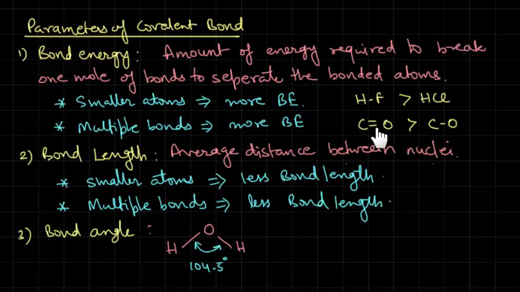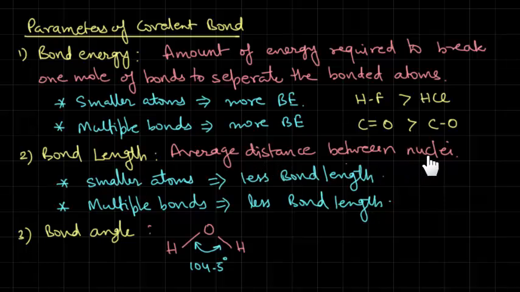Now, C can be attached to oxygen in a double bond or a single bond. If it is a double bond, then that bond is stronger than a single bond, and obviously more energy is needed to break that. So the bond energy of a double bond is more than the bond energy of a single bond.